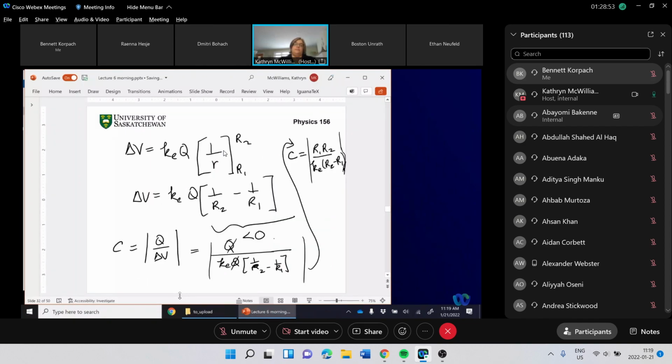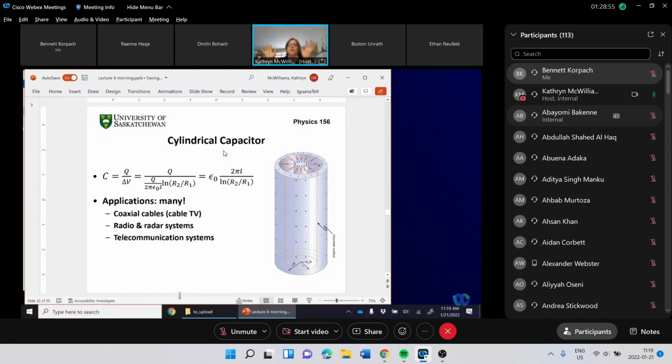So there's our answer. I won't do this example, I just want to show this to you. There are other configurations, like a cylindrical capacitor. That's like a coaxial cable. It's very common in communication systems, and you can figure it out by doing the same thing.